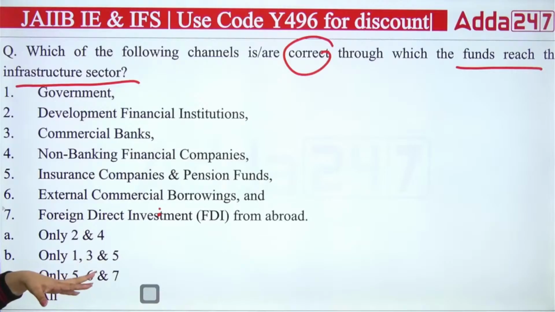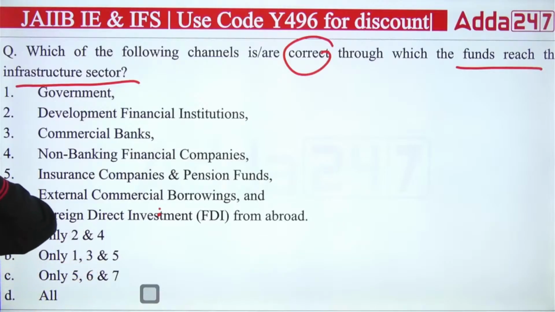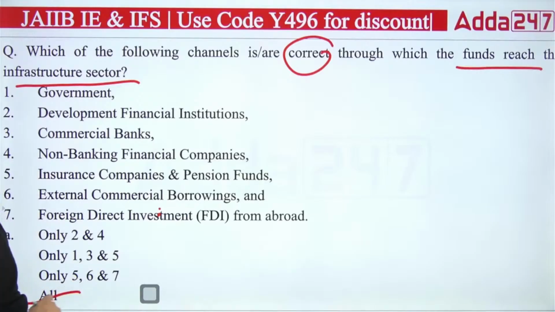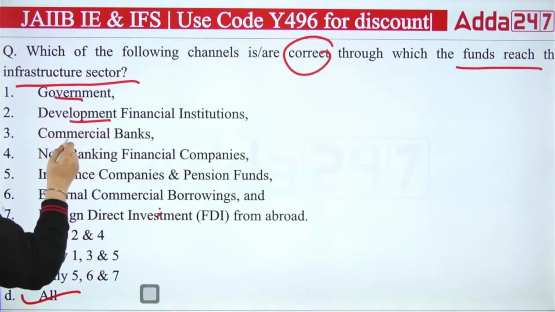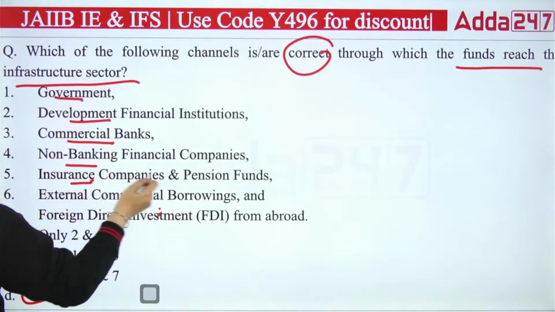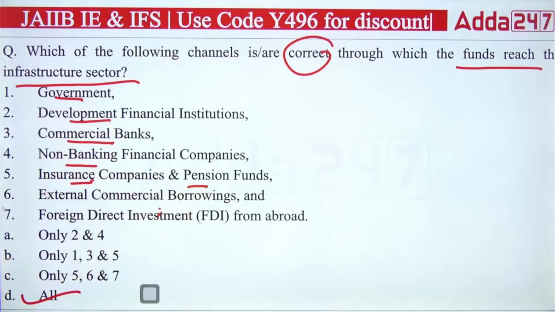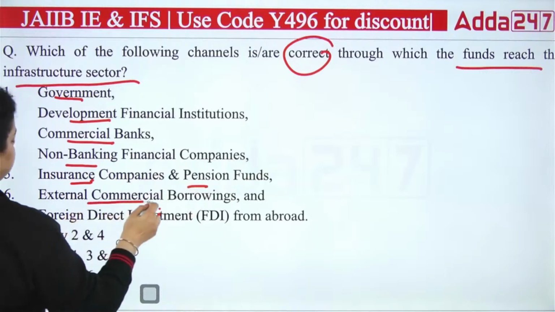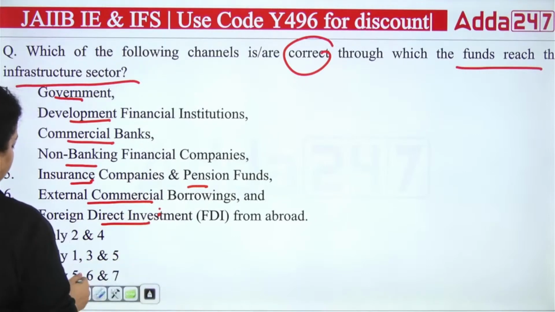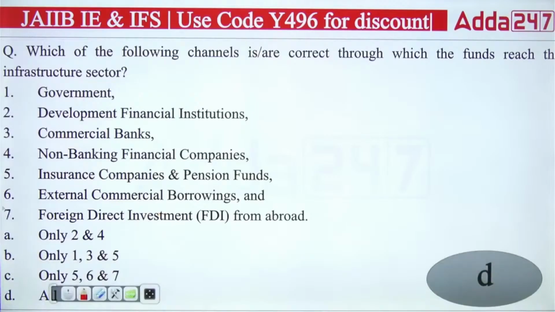Disinvestment is possible, but the disinvestment will be done in the public sector. Okay, Shobik sir. And you guys are saying D will be the answer for this question. Correct. All have been done. Government, development financial institution, commercial bank, NBFC companies, insurance company, pension funds, external commercial borrowing, FDI, they all are the sources from where we can get capital for your infrastructure sector. Okay, right answer is D.